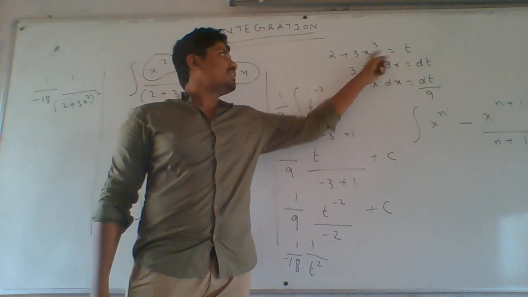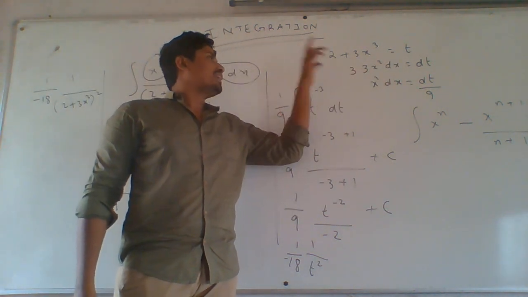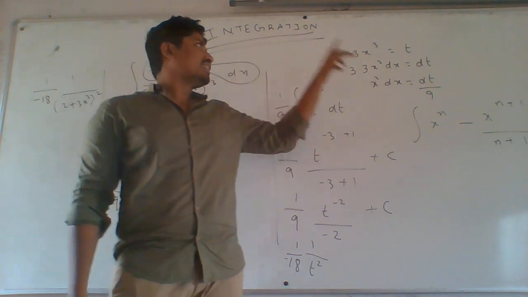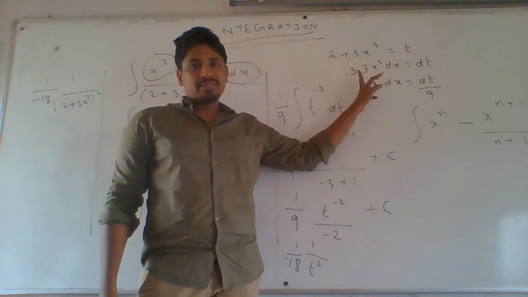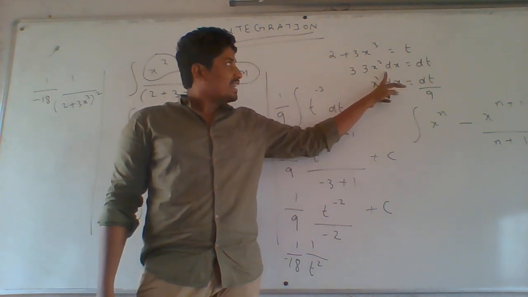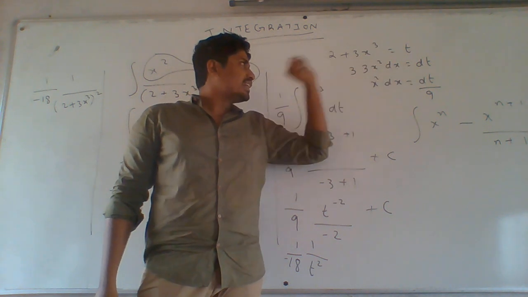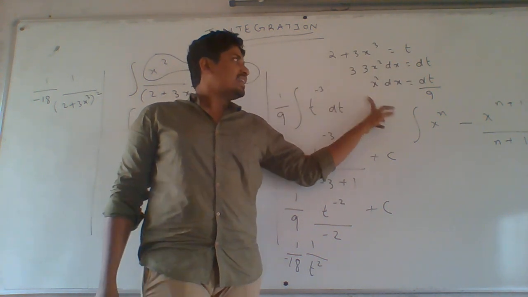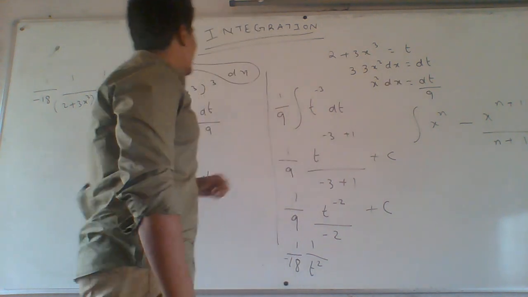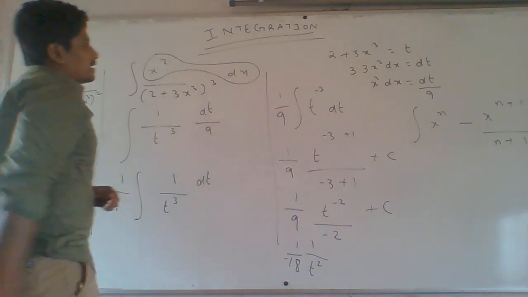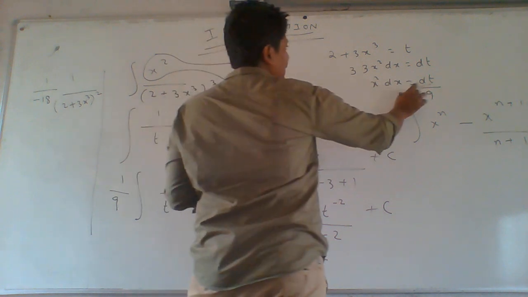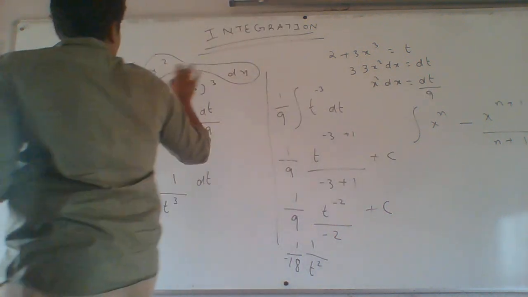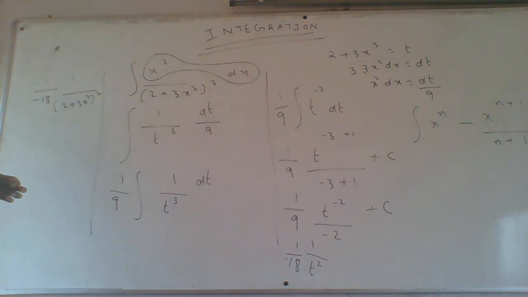With respect to variables, we did the derivatives. Here the derivative of 2 is 0, and of 3x cube it is 3x square dx. For t it is dt. 3 into 3 is 9. I said 9, that's it, because here we need only x square dx. X square dx is equal to dt by 9. In the place of x square dx, I substituted dt by 9.